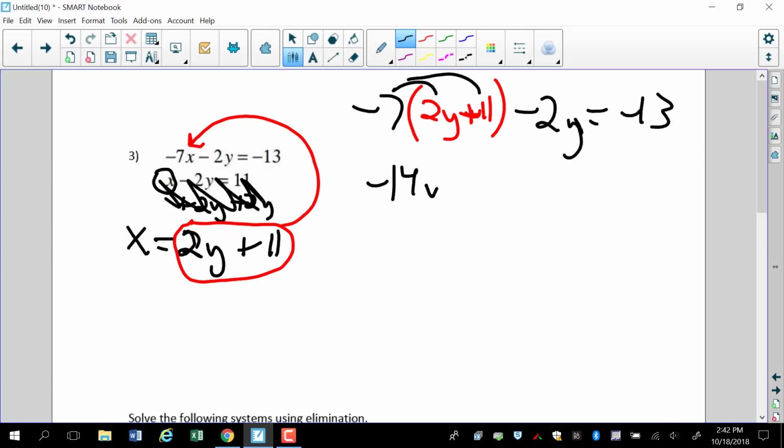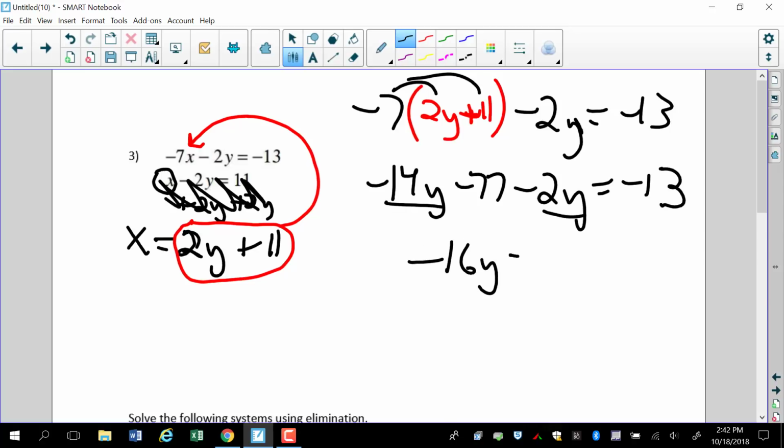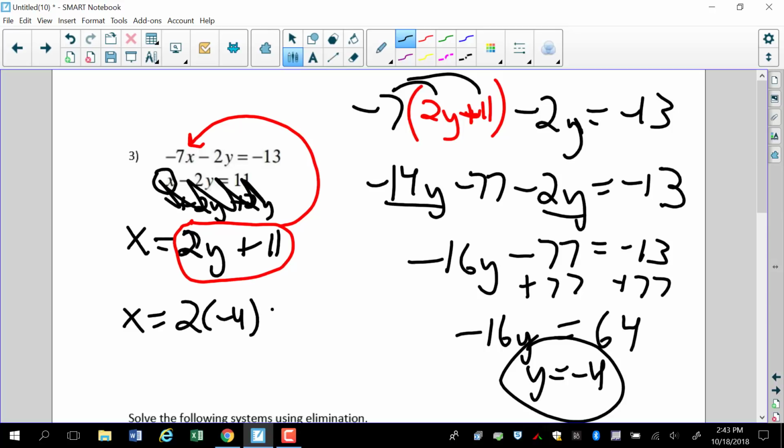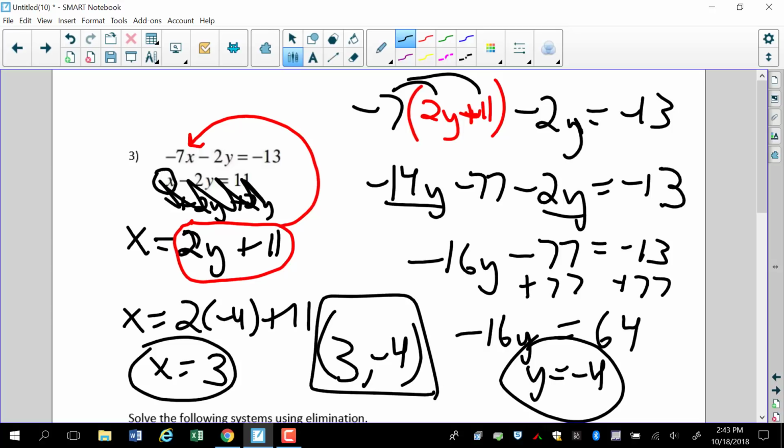So negative 14y minus 77 minus 2y. Let's combine these into negative 16y, and add 77. And y equals negative 4. Again, once we have y, we can then go back and use, I'll just use this equation. And x is 3. So my point is 3 comma negative 4. So this is how you would use substitution to solve these problems.